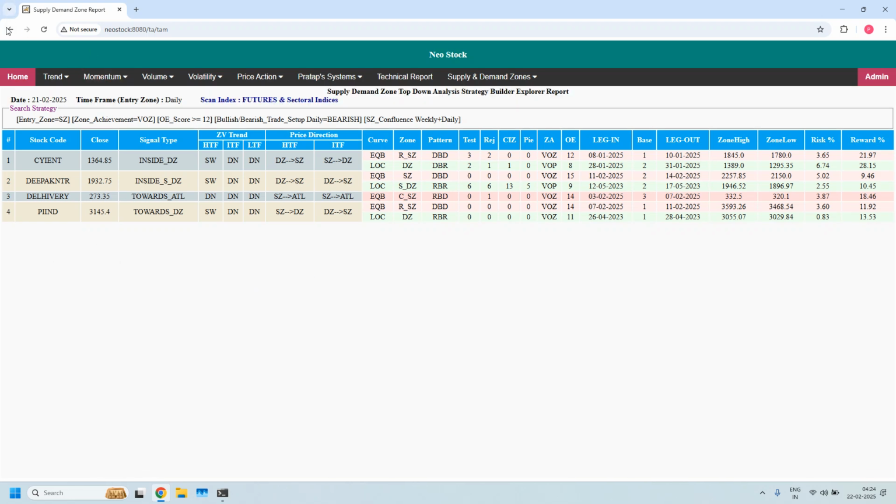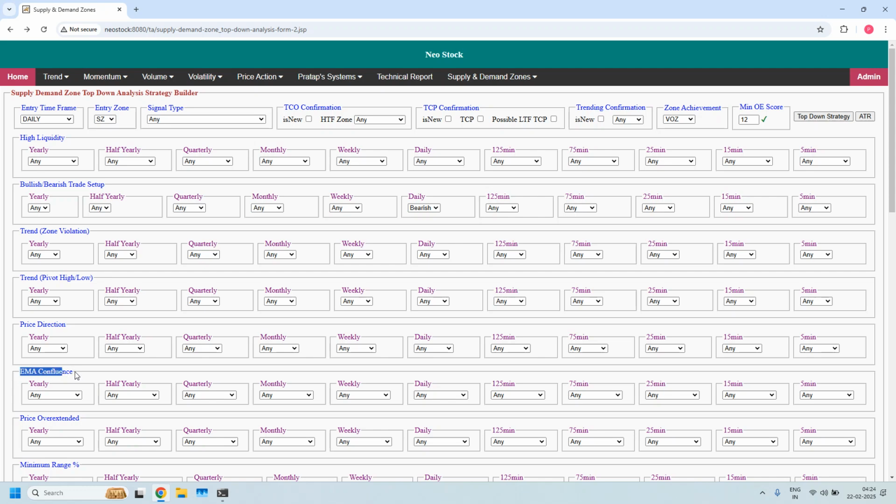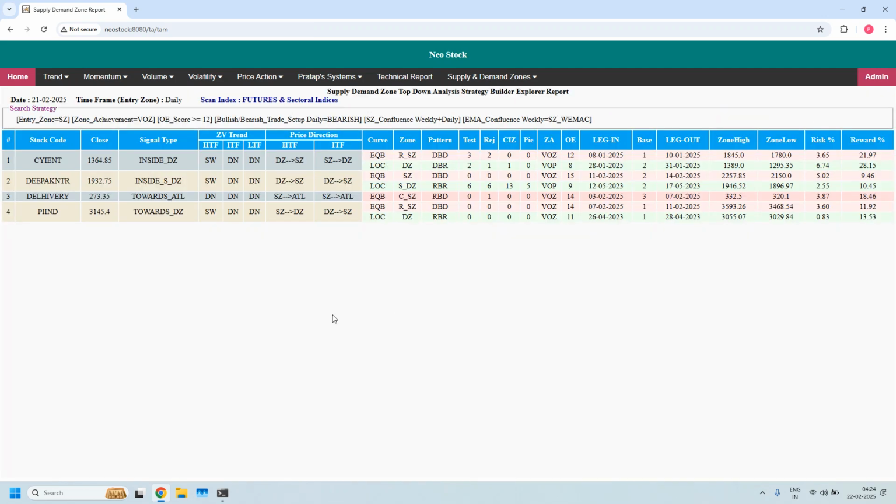to get the success. So in the EMA confluence weekly time frame, I am setting the filter: weekly supply zone having weekly EMA confluence. With this filter, all 4 stocks are filtered. So all these 4 have more success rate. This is based on LTF, ITF and ITF EMA confluence for the supply zones.